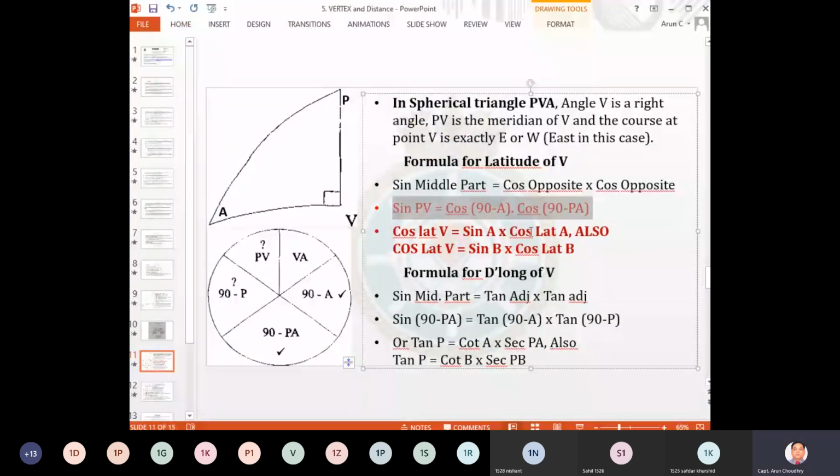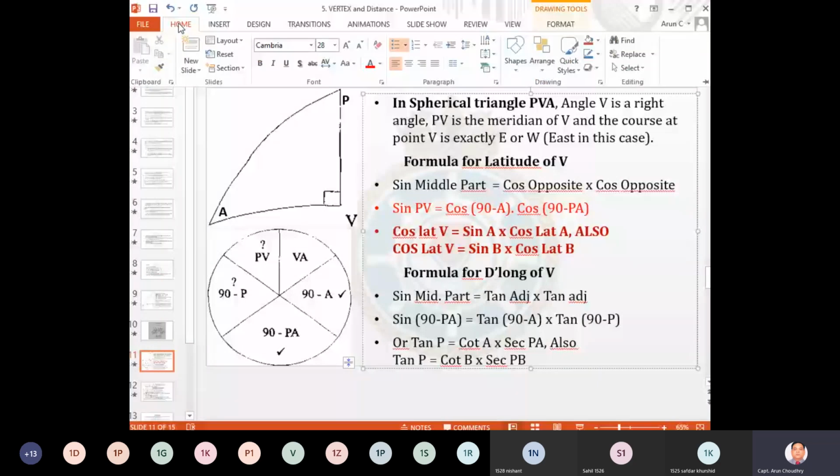Is that part clear? How we are getting the formula for the latitude of vertex, which is sine of PV equal to cos of 90 minus PA and cos of 90 minus A. You can simply calculate on your scientific calculator what value you are getting. Quickly write down in the chat whoever gets the answer first correctly. We had already done it, but do it again so that you know for sure what we have to do. Quickly calculate and let me know the value.